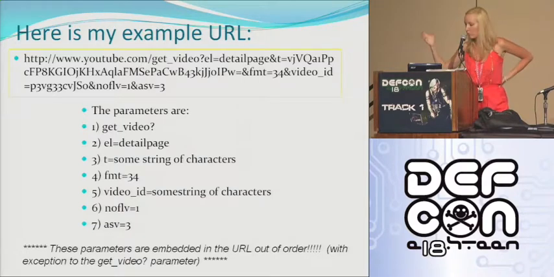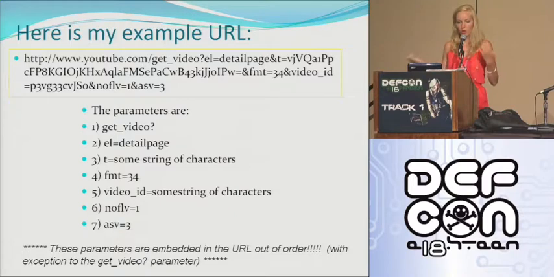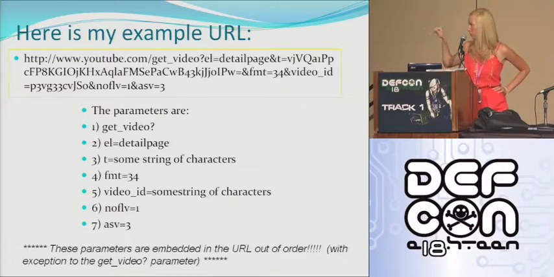When you copy the URL, all of these parameters come out of order a lot of times. So you have to be able to identify the different parameters there. They don't always come in the order in the example URL. They come all out of order, with the exception of the get video one.